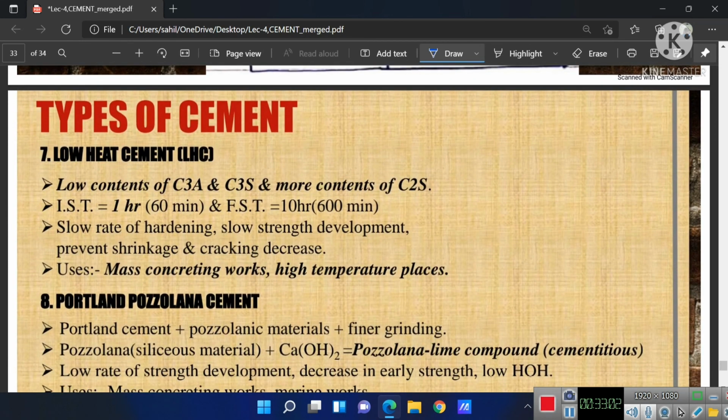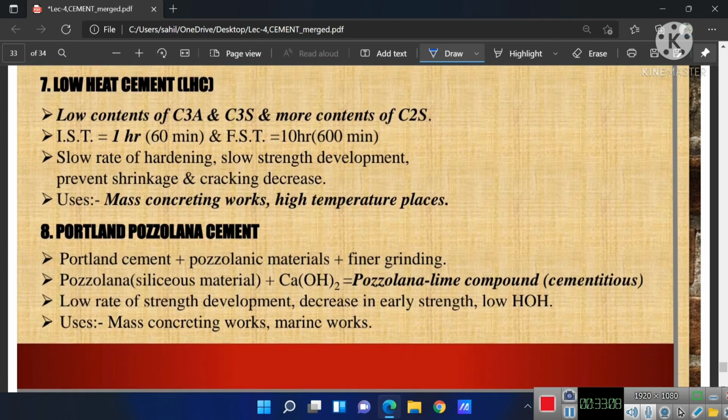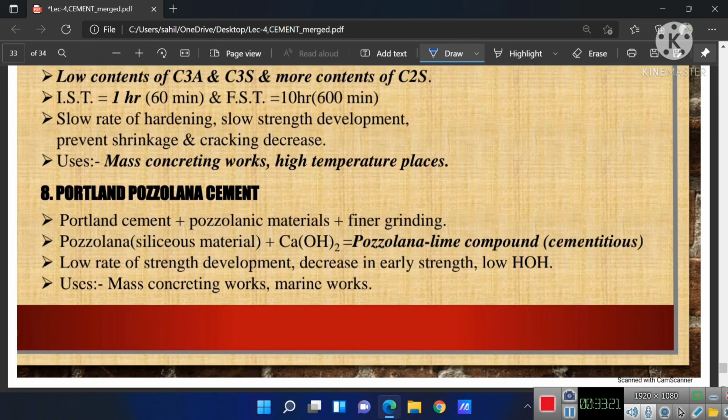Now types: low heat cement, low contents of C3A and C3S and more contents of C2S. Now initial setting time is 1 hour and final setting time is 10 hours. Slow rate of hardening, slow strength development, prevents shrinkage and cracking decreases. Uses: mass concreting works, high temperature places.